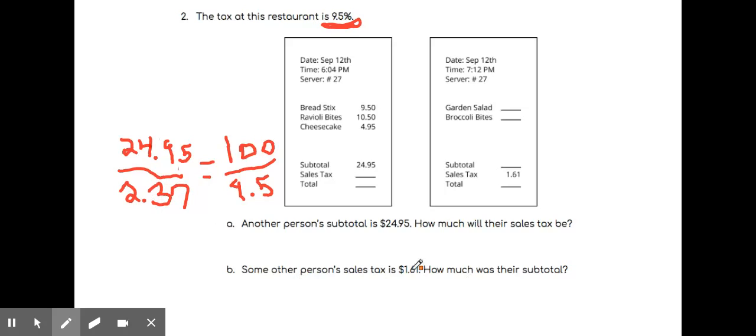Okay. This one's going a little bit backwards. This one's saying, we know their sales tax. We know their sales tax percentage. I want to figure out what 100% is. I'm going to set this up a little bit differently so you can see it works no matter how you set it up. So 100% equals some number. We don't know what that number is. And we know 9.5 equals $1.61.